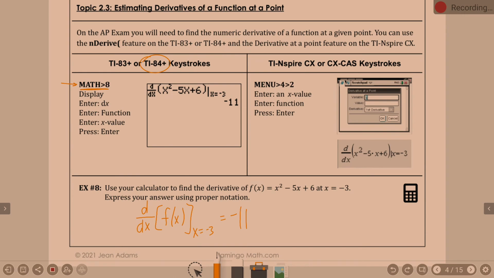Now, I rattled off earlier that the derivative of this function is 2x minus 5. Don't worry about the hows or whys yet. We'll get there later. That's in lesson 2.5. But the idea is that if I take the derivative and plug in -3, guess what I'm going to get? 2 times -3 is -6, minus 5 is -11. Okay, so that's what your calculator is doing. It's calculating the derivative and plugging the value in.